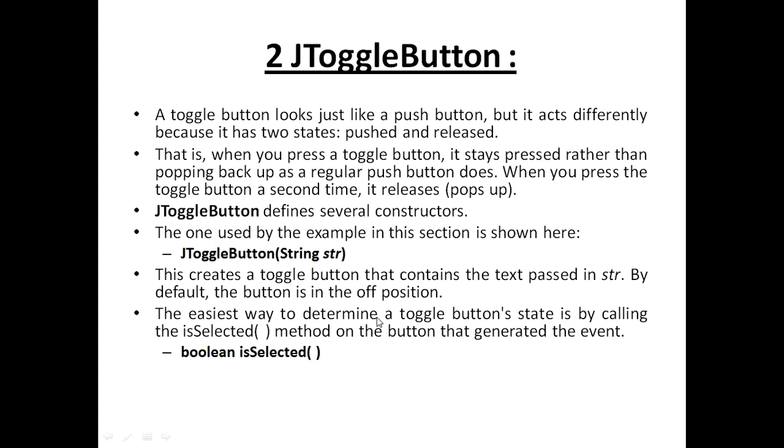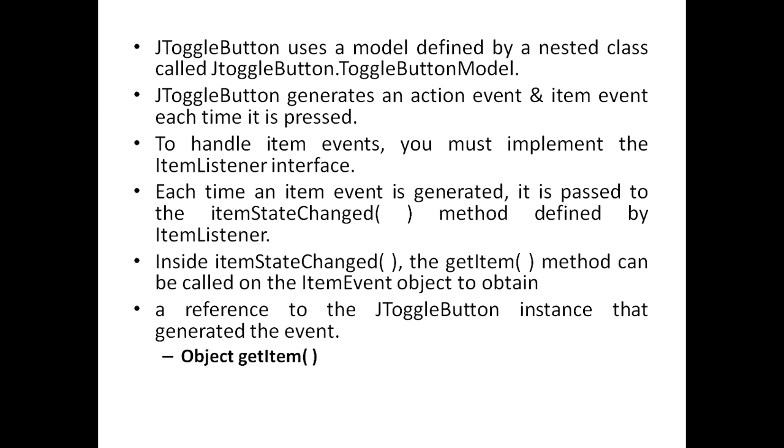So the easiest way to determine a toggle button's state is by calling the isSelected method on the button that generated the event. So there is a method called isSelected. If you call this method on that toggle button, it will show you the state of the toggle button, meaning whether it's in an on state or an off state.